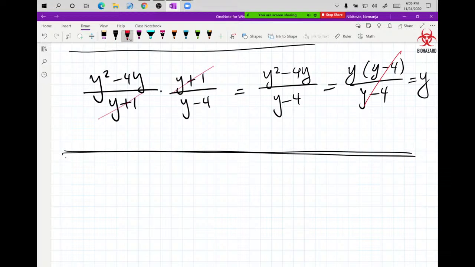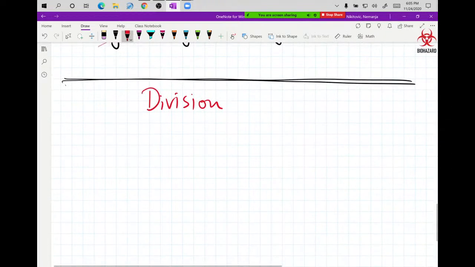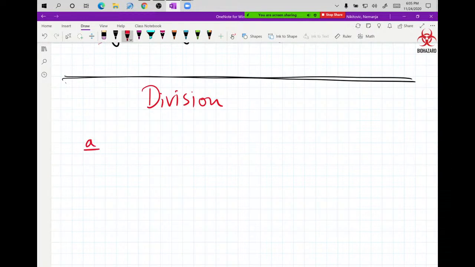There we go. And now we talk about division. Now, for fractions, division is done through multiplication. So your job is to flip the second fraction, and then you just multiply across.